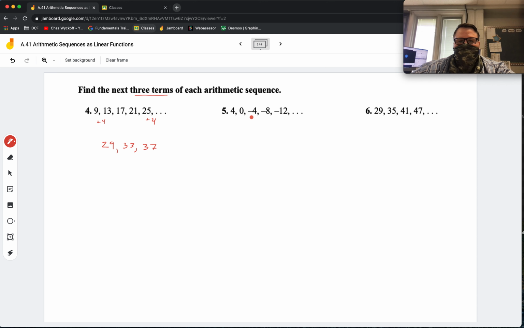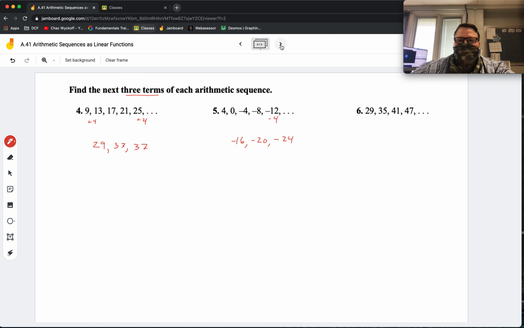So then if you're looking at number 5, we're subtracting 4. 4 minus 4 is 0. 0 minus 4 is negative 4. Negative 4 minus 4 is negative 8. And so forth. So we're subtracting 4. So negative 12 minus 4 is negative 16. Negative 16 minus 4 is negative 20. Negative 20 minus 4 is negative 24. So I'm going to go ahead and leave number 6 for you guys to do on your own.